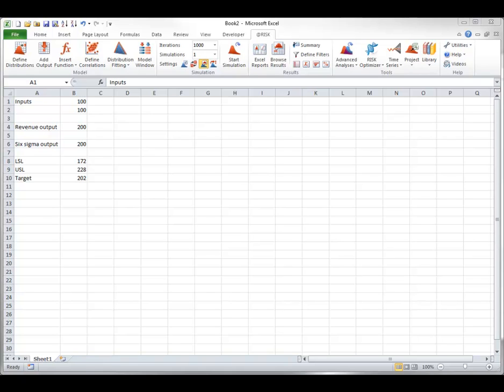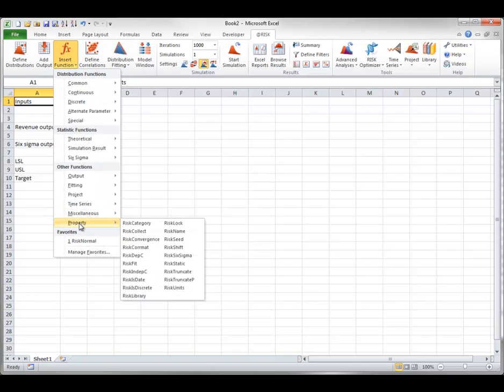@RISK has a number of built-in functions called property functions. You can see a list of these in the Insert Function drop-down list. There is no common theme to these various functions, so it is somewhat difficult to describe them as a group. You will typically see them when you add input distributions or when you add @RISK outputs. They are essentially tacked on to the input distribution functions or the RiskOutput function, and they are typically used to describe the inputs or outputs in some way.